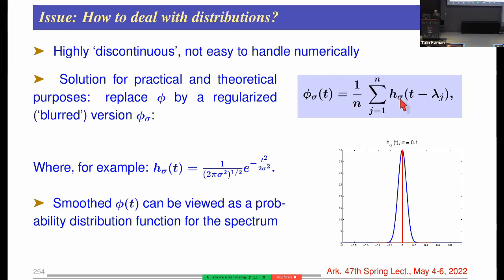this is now each of these delta i's is replaced by a little Gaussian, and you can select the width of the Gaussian depending on the smoothness you want. So there's a number of ways of doing that. Once you do that, then you get the smooth function. Okay, but then again, this requires lambda j's, not very practical.